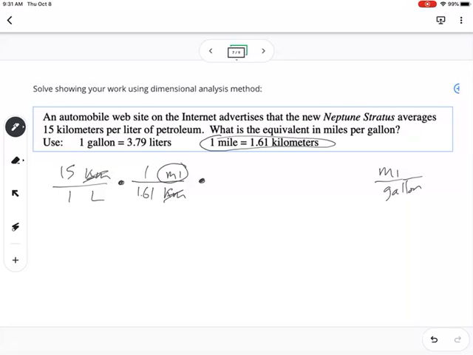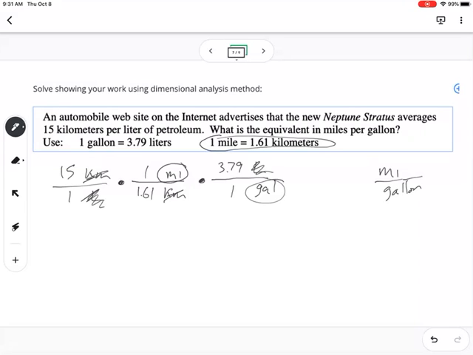Now, liters into gallons is my next fraction. So this fraction is a conversion from liters to gallons. Liters need to go on the top so they can cancel. Gallons go on the bottom. I know there's 3.79 liters for 1 gallon. Liters will cancel. I'm left with gallons. And the rest is just to do the math.